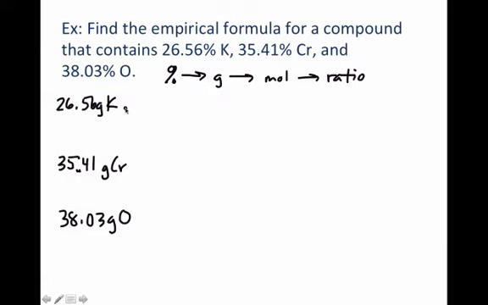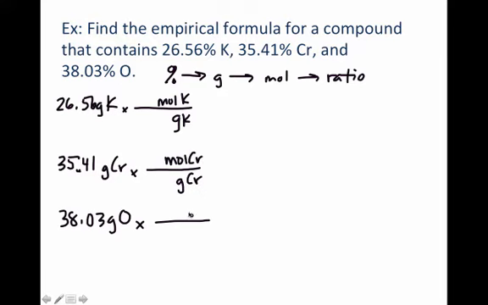So after grams, we convert to moles. This you already know how to do. So for each one, we're going to do a gram to mole conversion. I'm going to put grams of potassium on the bottom to cancel out, moles of potassium on the top because that's what I want, grams of chromium on the bottom to cancel out, moles of chromium on the top, grams of oxygen on the bottom to cancel out, moles of oxygen on the top. And then you go to your periodic table and look up some molar masses.